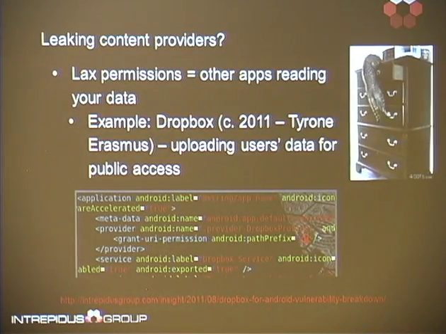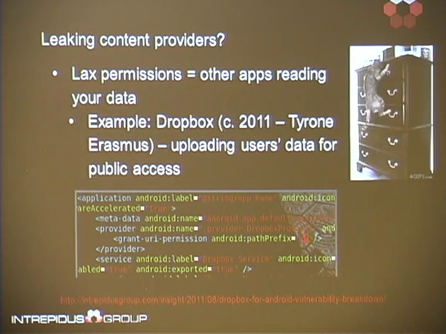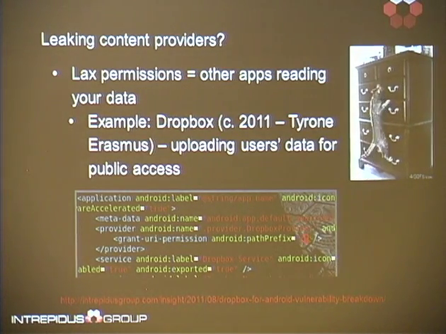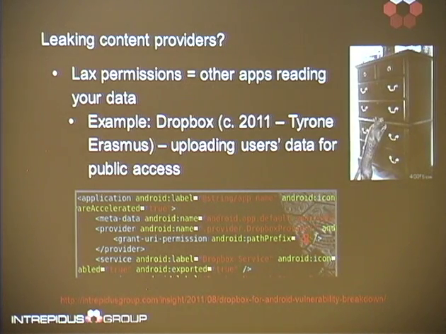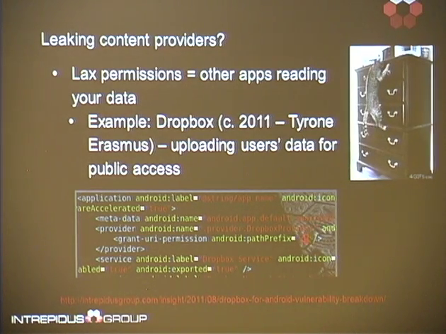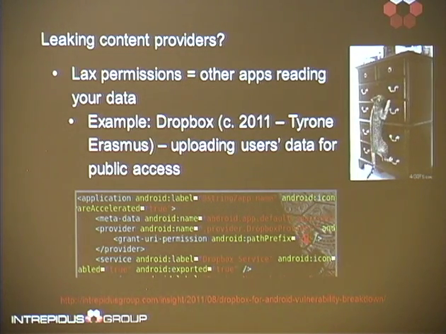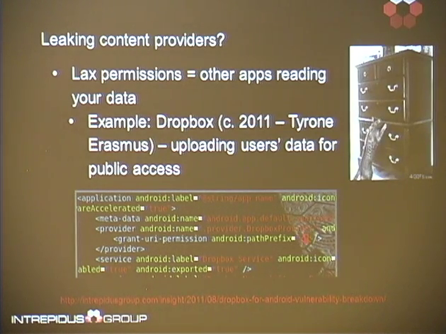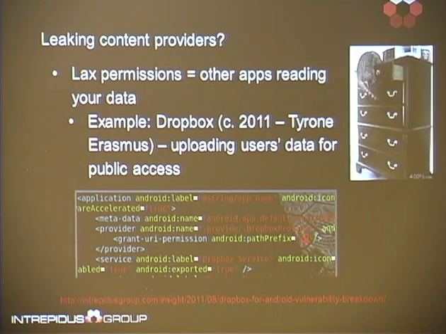So one of the problems that could be there with content providers is when they start to leak, which means that other apps can all of a sudden start accessing those providers. And here, another war story is Dropbox. In 2011, Tyrone Erasmus found a vulnerability where you could access the content provider that was shared out by the Dropbox application, and you could read the entire database.